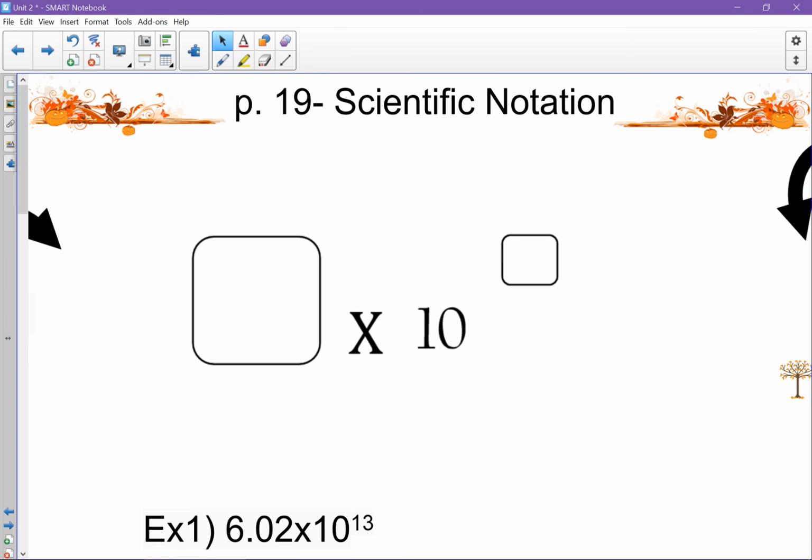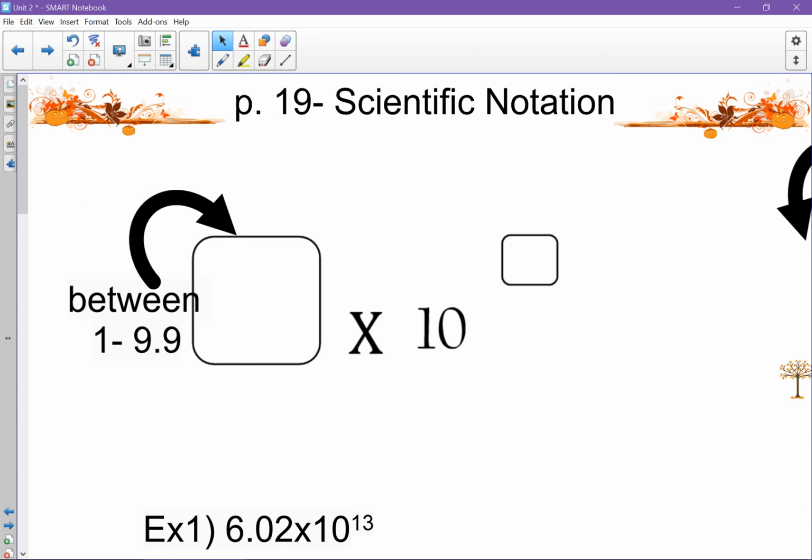Hi guys, today we're going to talk about scientific notation, which is when you see numbers where it's something times 10 to the something. So we're going to talk about what those pieces mean. The beginning number has to be between 1 and 9.9.